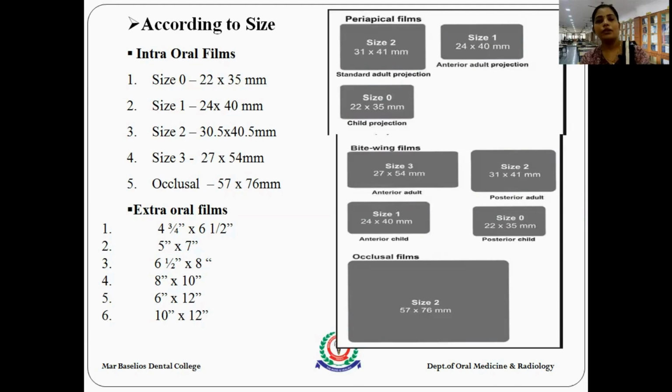And you can see on the right hand side the pictorial representation of the sizes of the film. You have the size 0, 22 to 35, size 1, 24 to 40, size 2, 31 into 41, and size 3, 27 into 54, and the largest size intraoral film, that is 57 into 76, that is the occlusal film. So all these sizes you have to remember, which is commonly asked in viva voce questions.